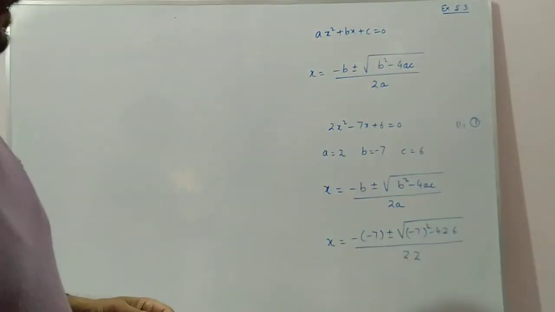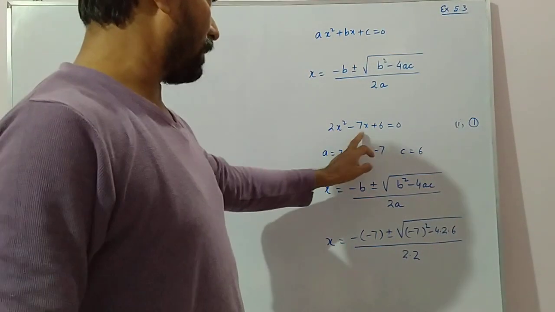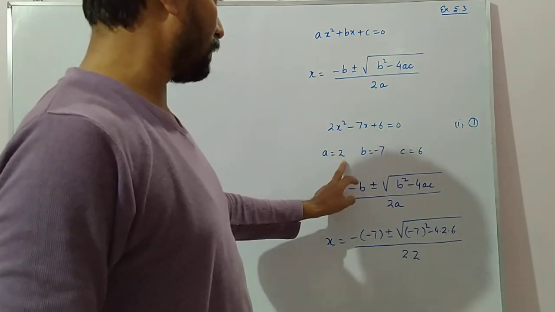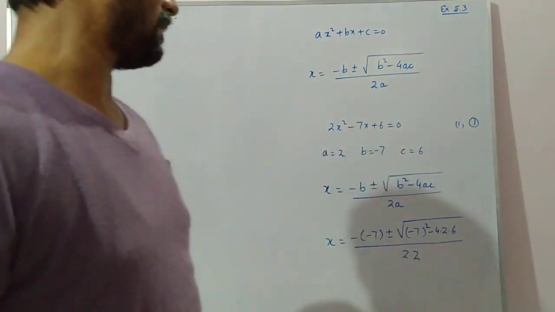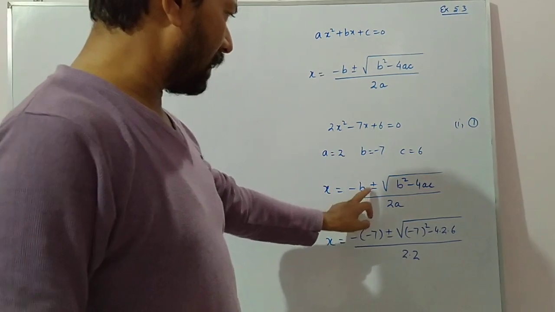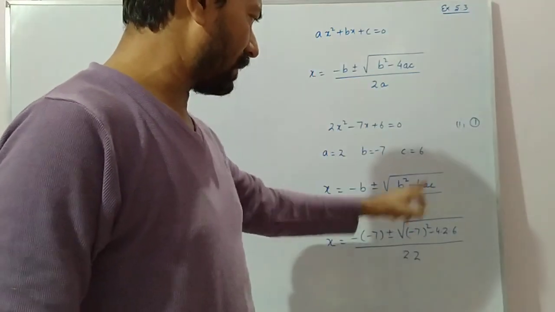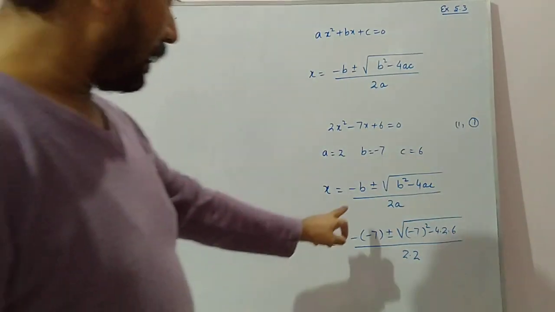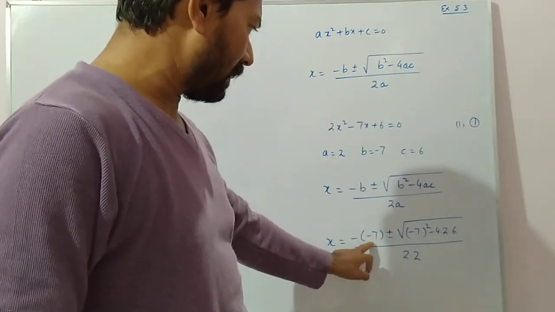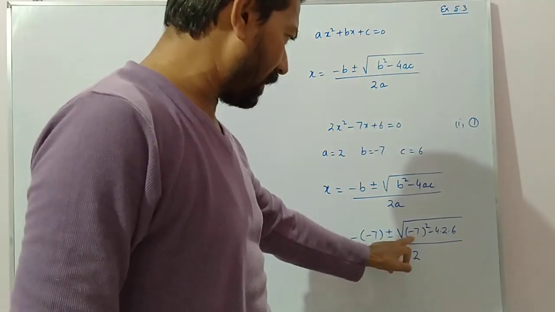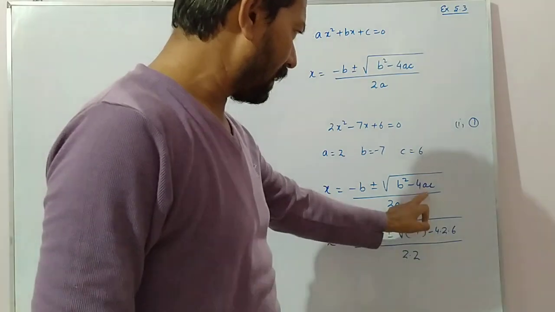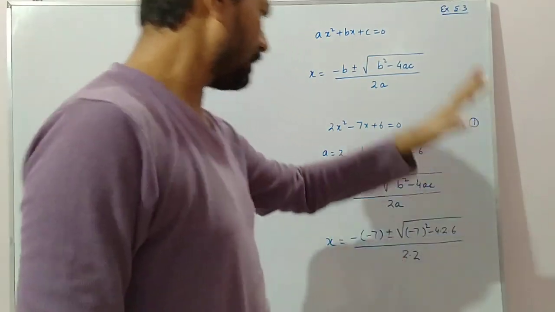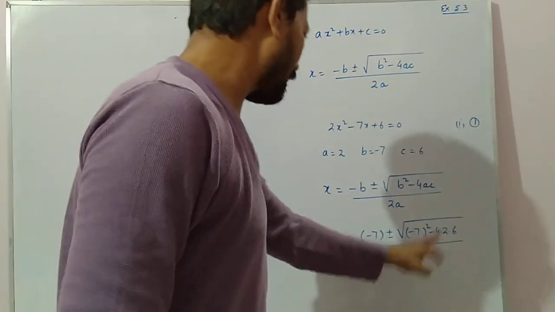Okay. So here 2x square minus 7x plus 6 equal to 0. So a is 2, b is minus 7, c is 6. So x equal to what? Minus b plus or minus root over b square minus 4ac by 2a. So in place of b we will write minus 7 plus or minus root over minus 7 the whole square minus 4 into a, that is 2, c is 6, by 2, a is again 2.